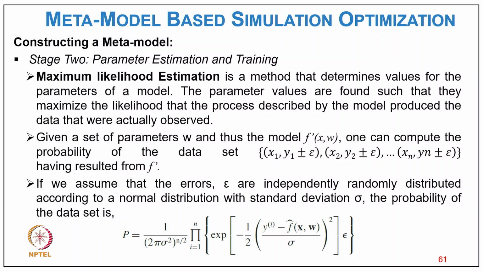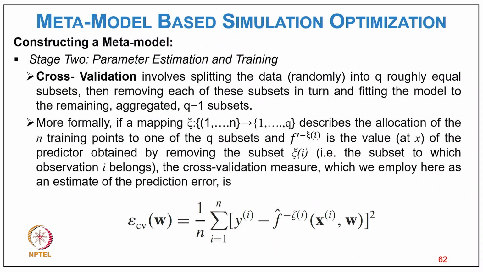If we assume that the errors eta are independently randomly distributed according to a normal distribution with standard deviation sigma, the probability of the data set is equal to 1 over (2 pi sigma squared) to the power n by 2, times the product from i equal to 1 to n of exponential of minus half of the bracket y to the power i minus f of x, w divided by sigma, squared. So now stage 2, the parameter estimation and training.